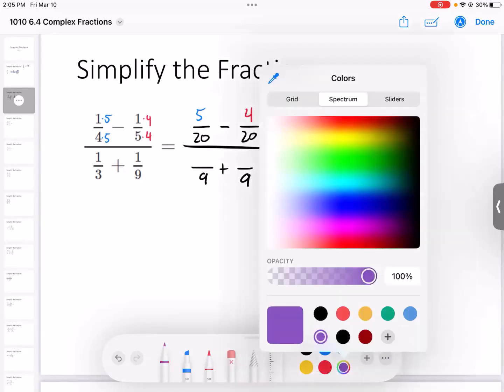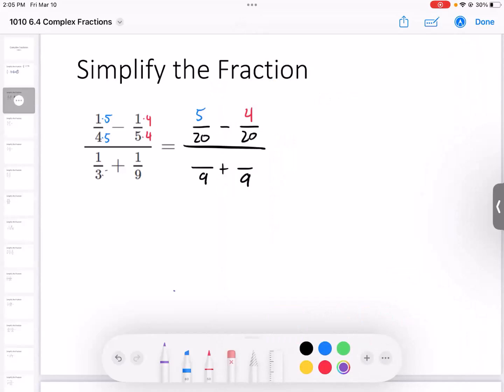Then 1/3, if I multiply that by 3/3, that gives me 3/9. And 1/9 is already a 9th, so I don't need to change that number at all. So then I can simplify this. On the top, I'll end up with 1/20, because if I have 5/20 and I minus 4 of them, that gives me 1/20. On the bottom, I'll have 4/9.